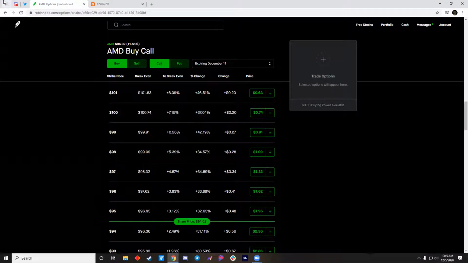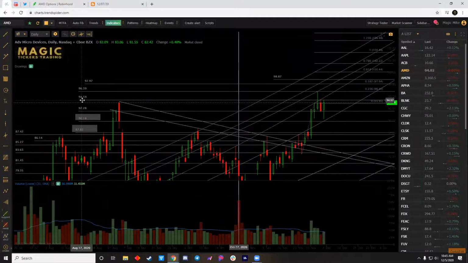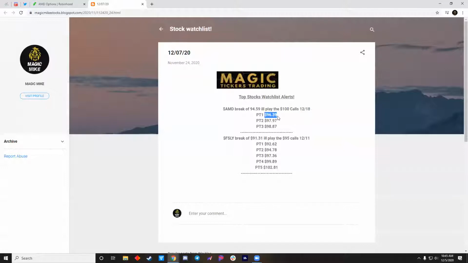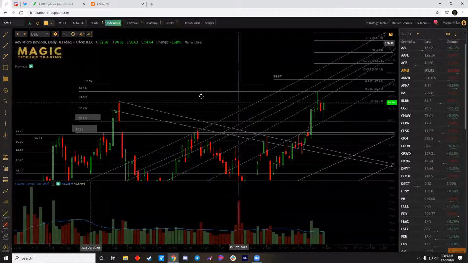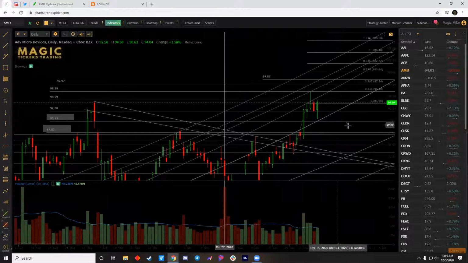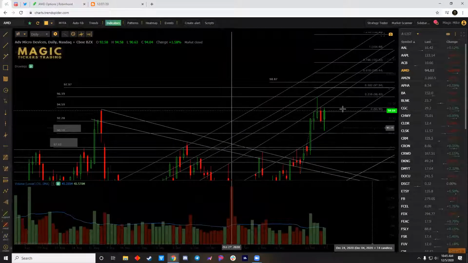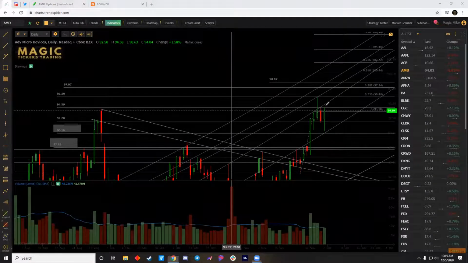So with that being said, we'll go to the chart here. I'm playing on a break of 94.59 with $100 options for 12.18. What are my price targets? How do I choose these price targets? Well, price target number 1, I have at 96.39. Why did I choose 96.39? Well, because that is our all-time high for AMD. That is our next area of resistance.